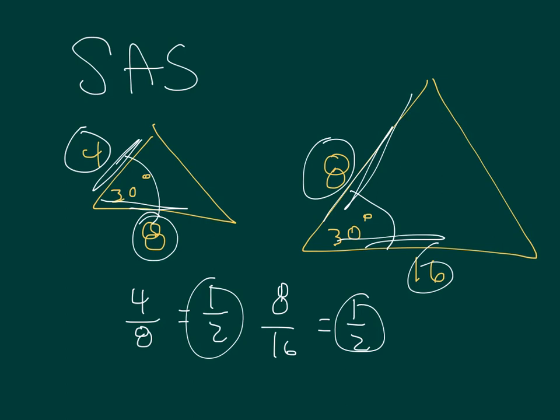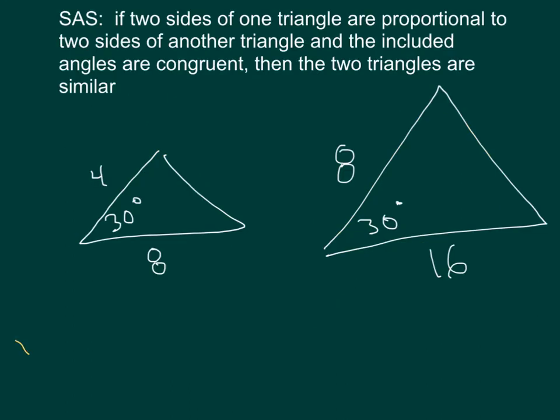So the third shortcut, side angle side, is if two sides of one triangle are proportional to two sides of another triangle, and the included angles are congruent, then the two triangles are similar. So I'm going to write this down for you because that's kind of a mouthful. Let's write this down and we'll take a look, using the example from the previous page.